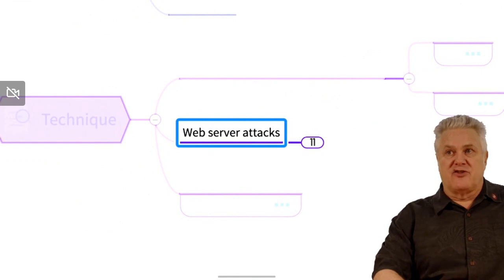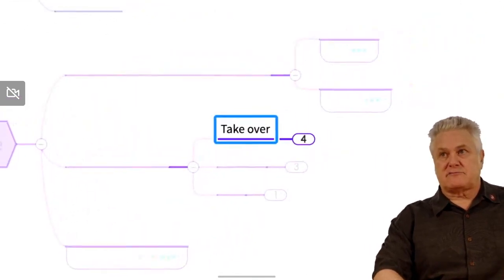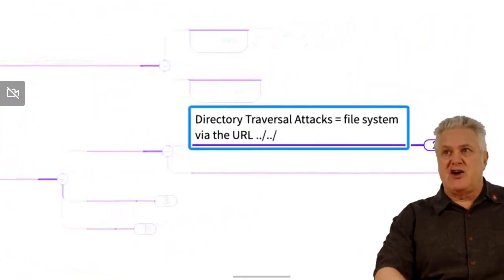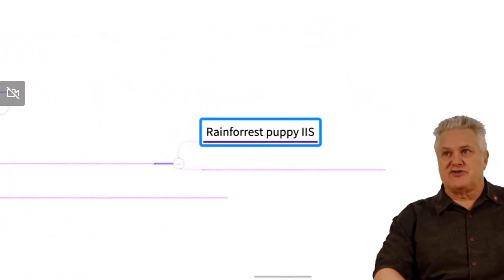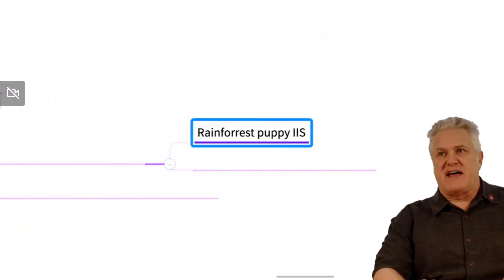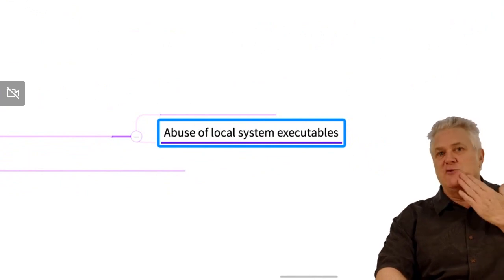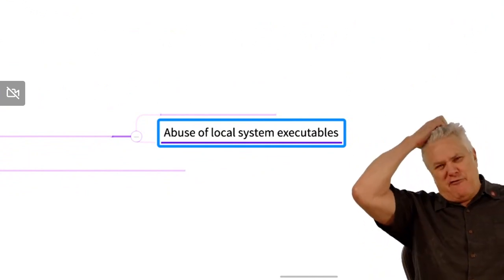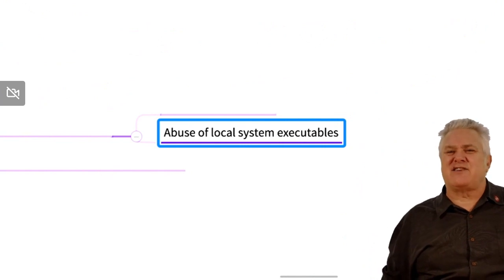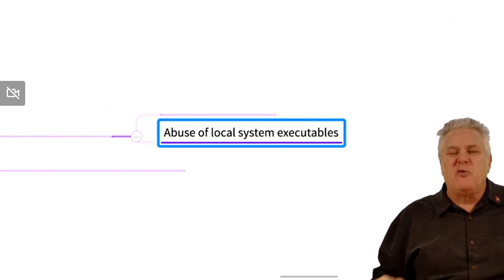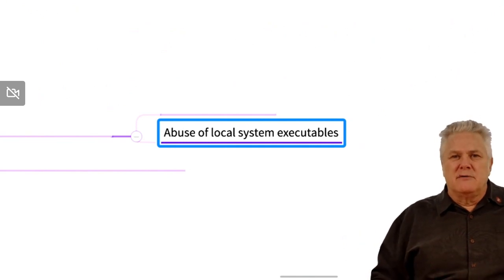Then you can go after the web server itself. Remember, you can do a takeover, like a directory traversal. The classic example of that is Rainforest Puppy abusing the local system executable. And you may say, Dean, I've heard of Rainforest Puppy. That was against IIS versions 2, 3, and 4. That'll never happen again. We don't have that kind of problem.